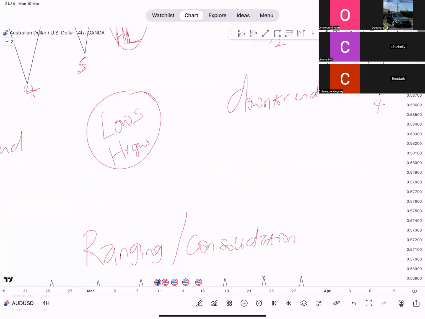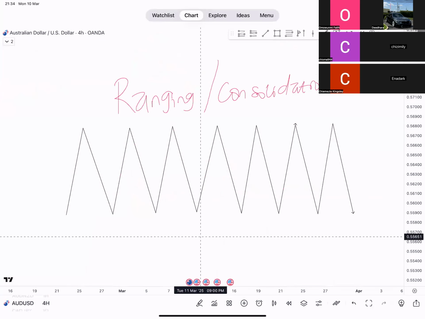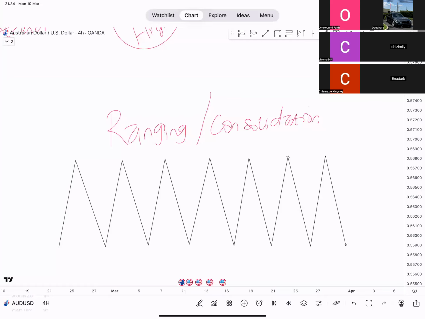Now, this is the last type of market structure, which is called the ranging or the consolidation market structure. Let's imagine now I bring 200 students from this class, and I decide that, okay, the 200 of us, let's stay in one room, right?